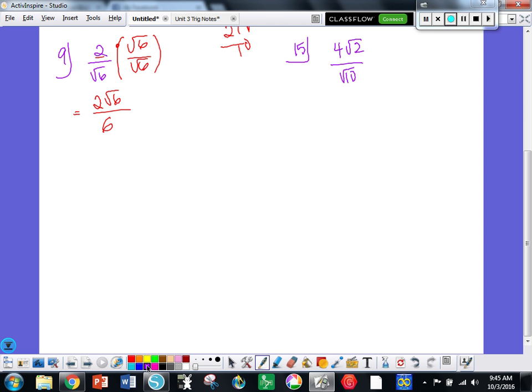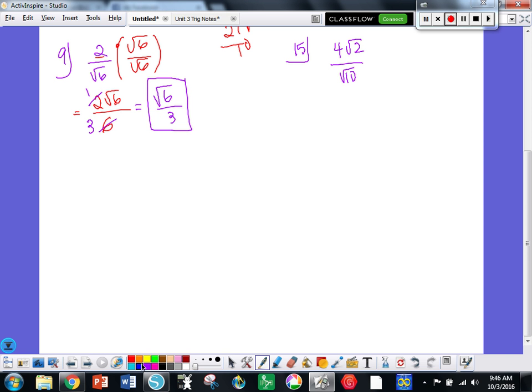What do you notice about those though? Is there anything that can cancel? The 2 and the 6, right? They're both even. So I'll divide this by 2 and I'll get a 1. Divide this by 2 and get 3. My final answer is the square root of 6 over 3. Can we simplify that again and call it the square root of 2? Guaranteed somebody will try it. Can we do it? No, not that one. Good.